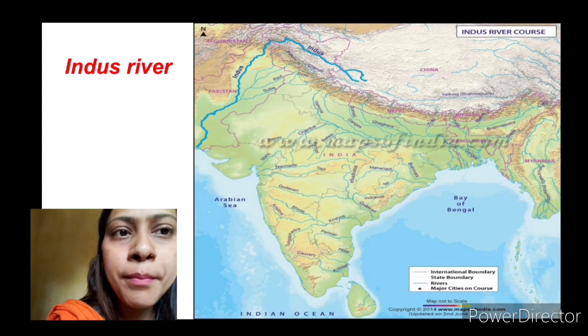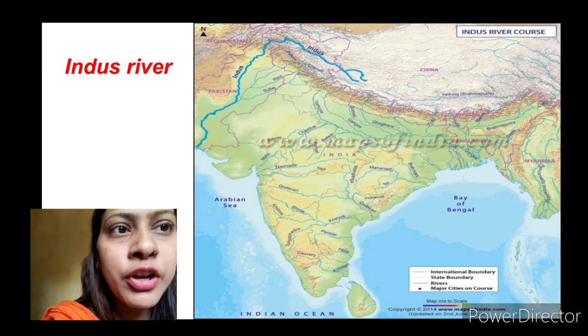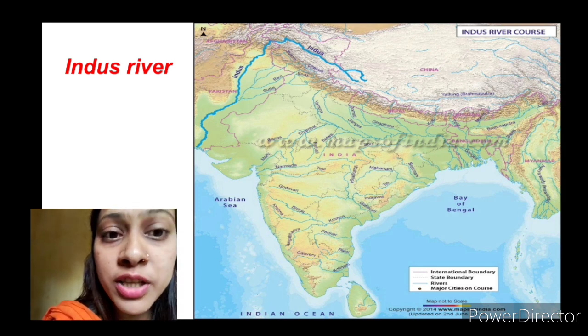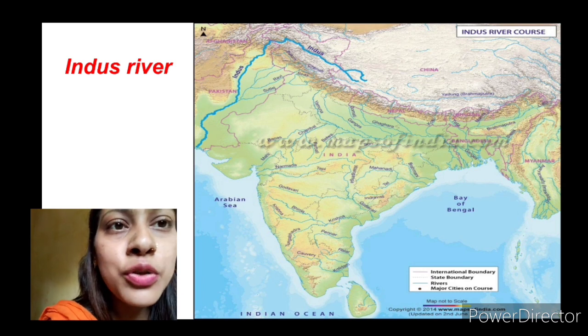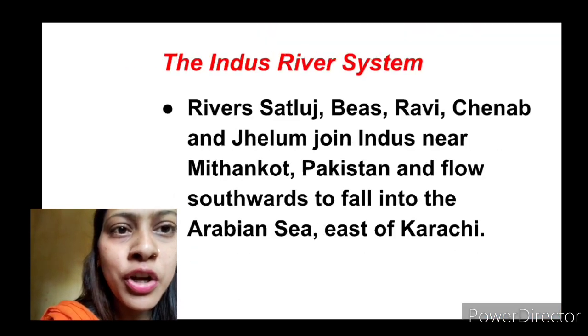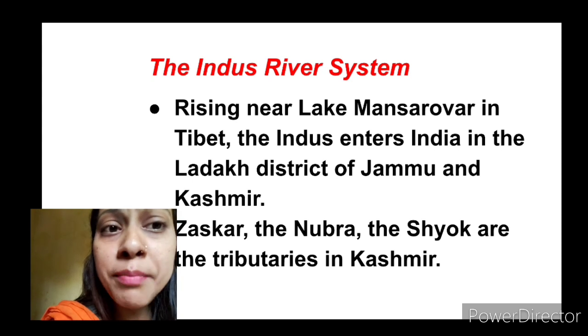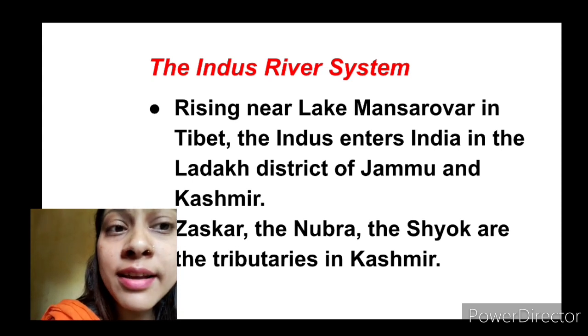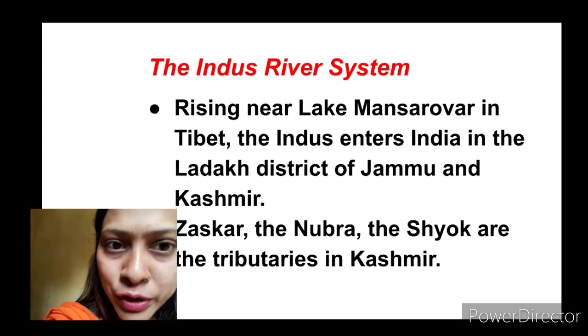If you see the map, you can see that the Indus is originating in the Tibetan region of China, near Mansarovar Lake, and it enters Jammu and Kashmir first. So it rises in Mansarovar Lake and enters the Ladakh district of Jammu and Kashmir.